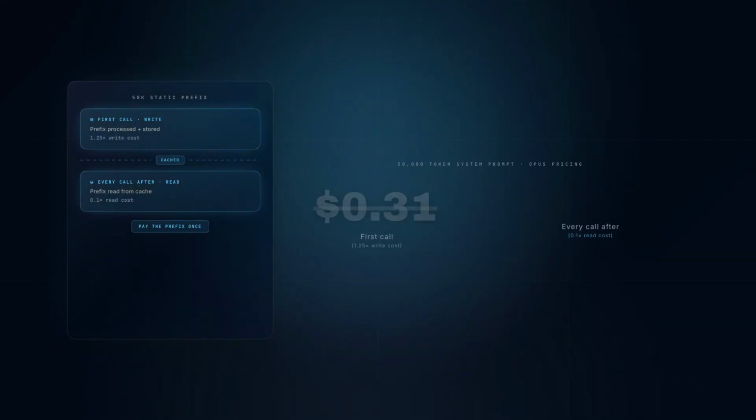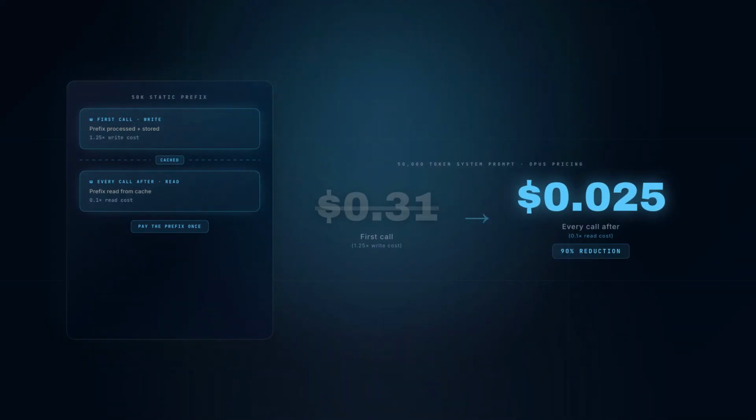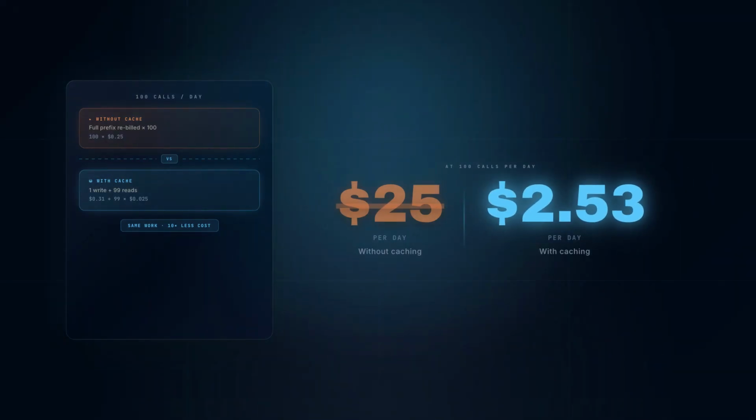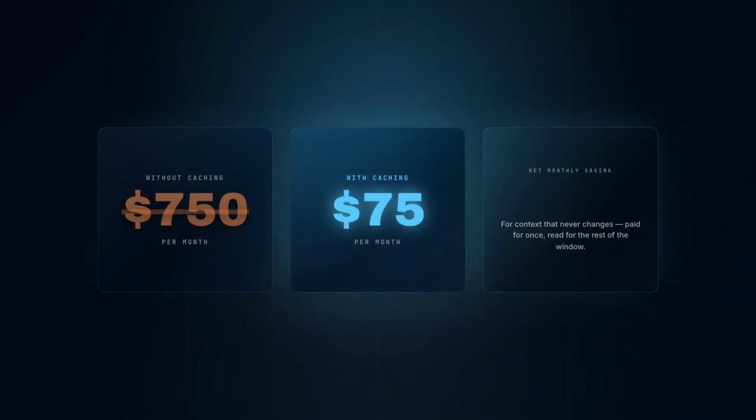That 50,000 token system prompt that was costing 25 cents per call. First cache call, 31 cents, you pay 1.25 times to write. Every call after, 2.5 cents. At 100 calls per day, that's $25 per day without caching. $2.53 with caching. Per month, $750 versus $75. For context that never changes.